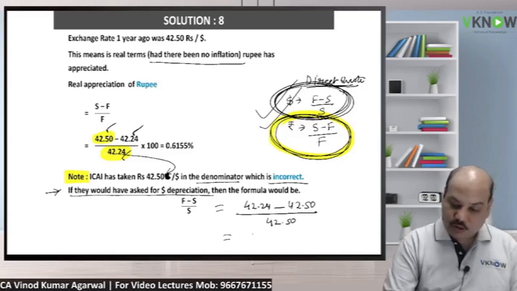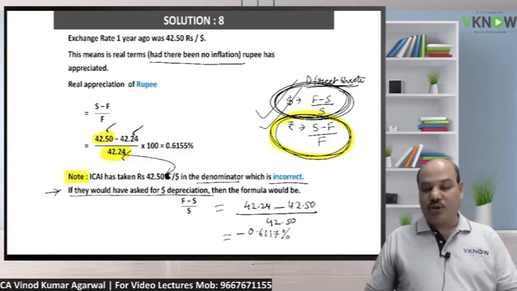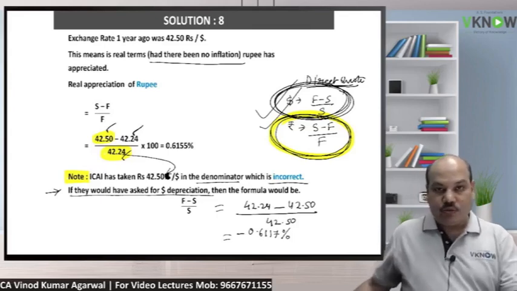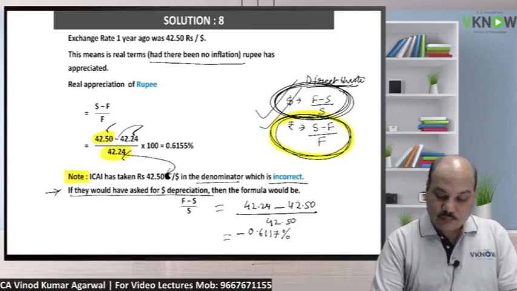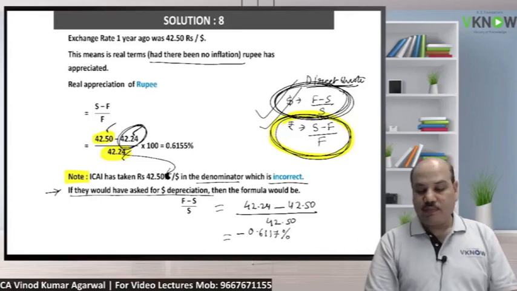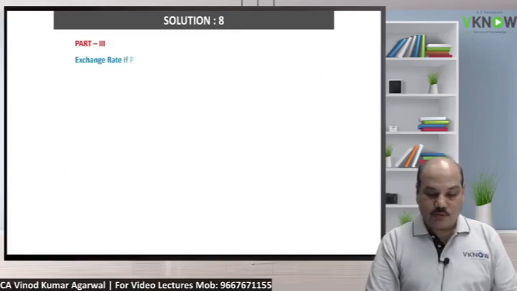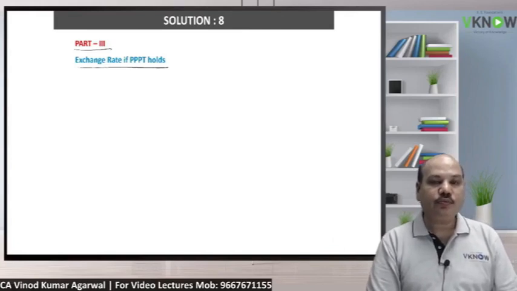So if I go by this, the answer is 0.6117%. Minus sign indicates depreciation in dollar. So this was something important. First you find out the real rate and then use that for appreciation and depreciation. Next part of this question is, what will be exchange rate if PPPT holds true? Write down, exchange rate if PPPT holds true.